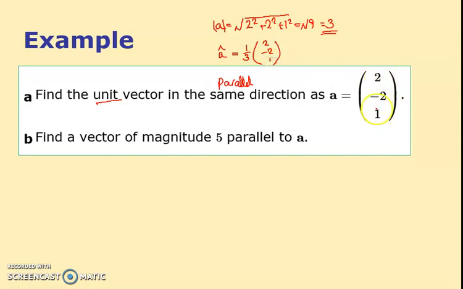And of course that was the original vector. And you could actually just put the third in there by multiplication. So it's 2/3, it's minus 2/3, and it's 1/3. And it could be written either of these two ways.